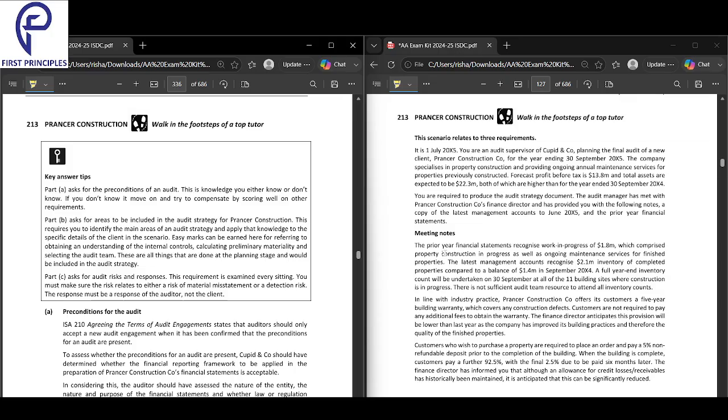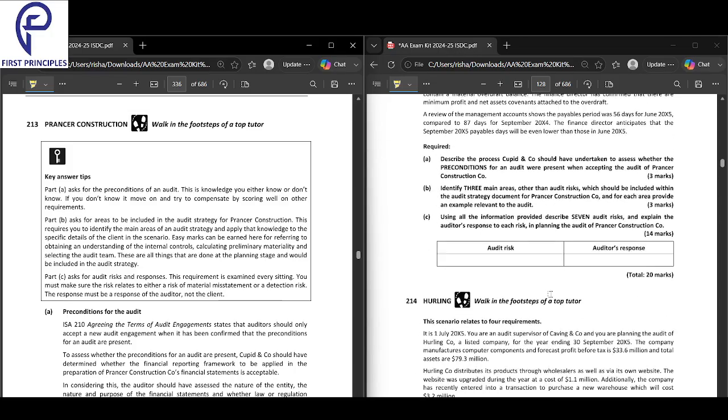When we look into Prancer Construction, first we look into the requirement. First, they're asking us what the preconditions would be. Describe the process Cupid and Co should have undertaken to assess whether the preconditions were in place when accepting the audit of Prancer. So what steps should they have taken to ensure the preconditions are in place? Second, what are the three main areas, other than risk, that should be in the audit strategy documentation? And for each area, provide an example.